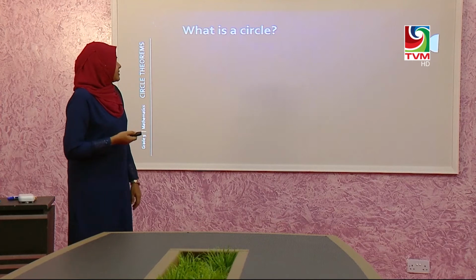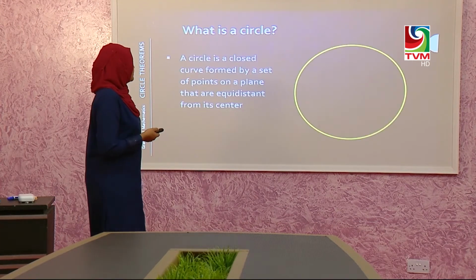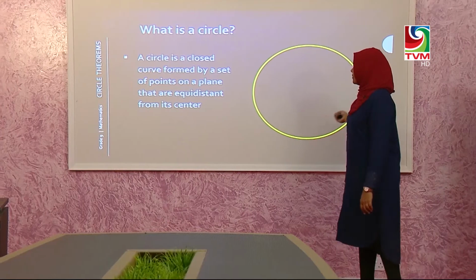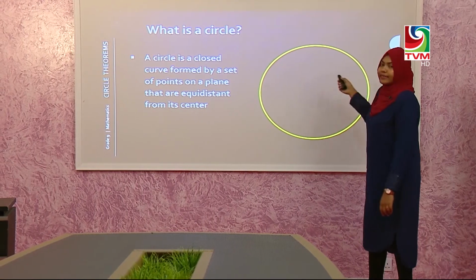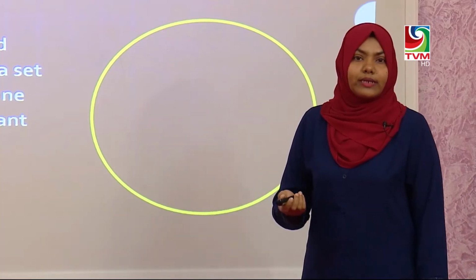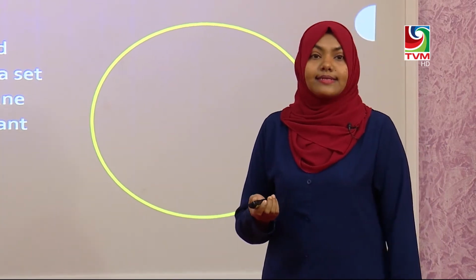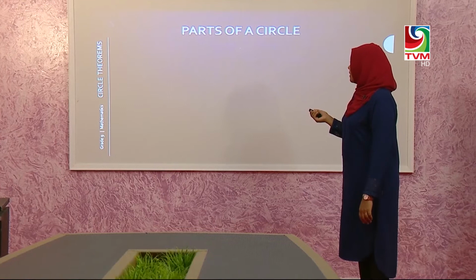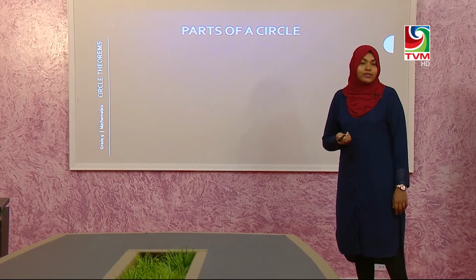First of all, let's see what a circle is. A circle is a closed curve formed by a set of points on a plane that are equidistant from its center. So, from the diagram you can see the curve that is formed. It is very important in a circle that there should be a center. Now I am going to explain the parts of a circle.